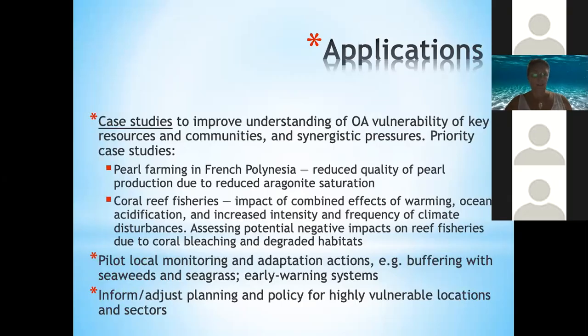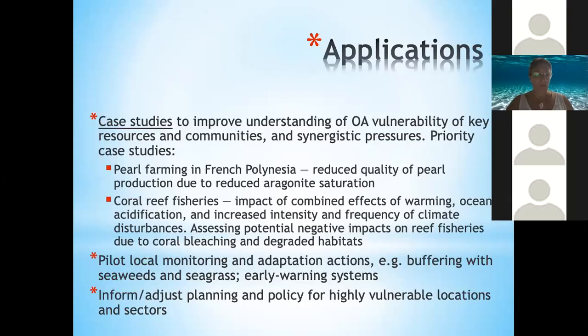So one for pearl farming in French Polynesia, because there's definitely an issue there in terms of the pearl quality reducing over time, and it's postulated to be because of this declining aragonite saturation. They're just not growing as well. And also coral reef fisheries, obviously critically important for protein and as a food security source.